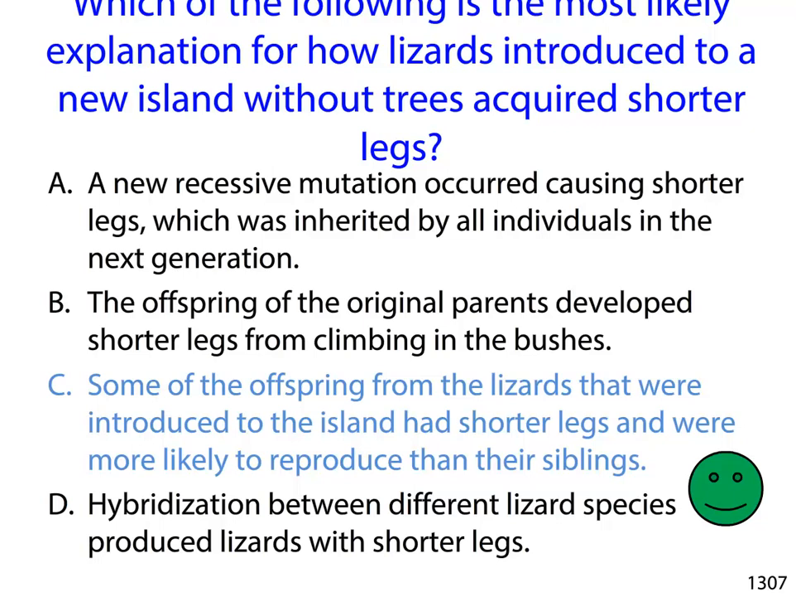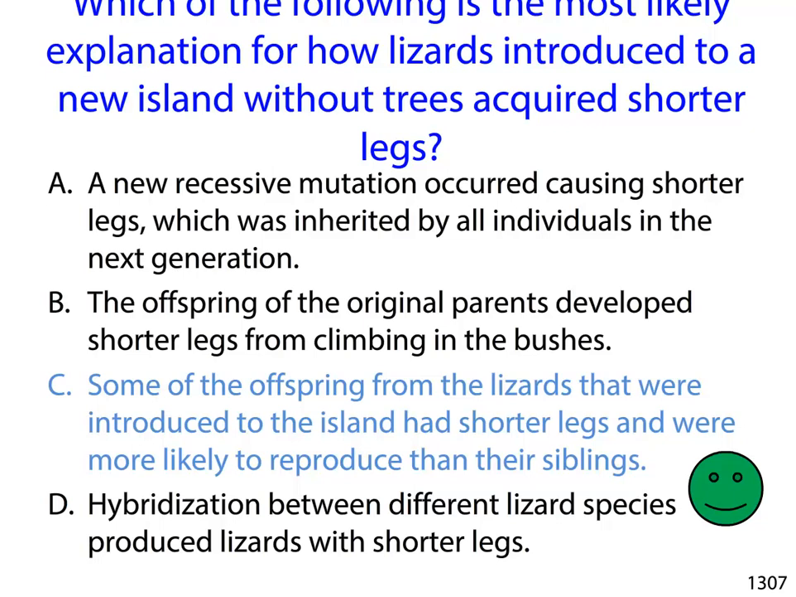Okay, so if we're reading through these, with multiple choice, my favorite thing to do is process of elimination. So for A, a new recessive mutation caused shorter legs inherited by all individuals. What? That doesn't even make sense. For B, the offspring of the original parents developed short legs from climbing in the bushes. That's Lamarckian evolution, and no.